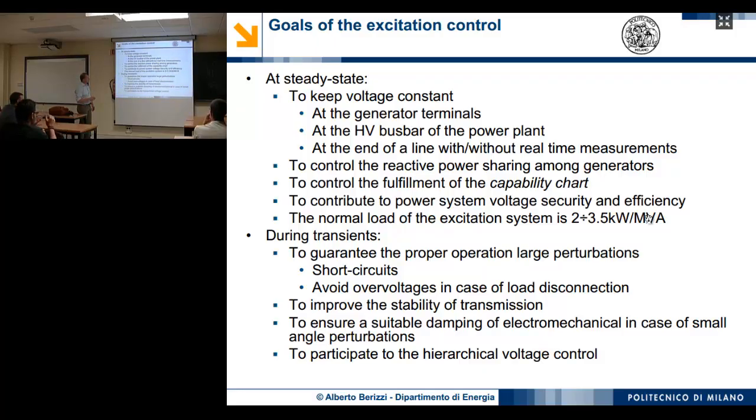To control the fulfillment of the capability chart, the chart that gives you the operational limits of your generator, to contribute to the power voltage security. So looking from a system perspective, you want to reschedule the voltages of your generators in order to avoid the voltage collapse, in other words. During transients, when you have a short circuit, you want to increase to reach the so-called ceiling voltage, the maximum voltage, in order to preserve the angle stability of the generator.